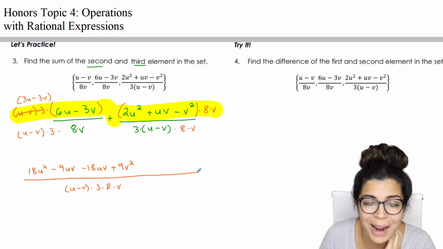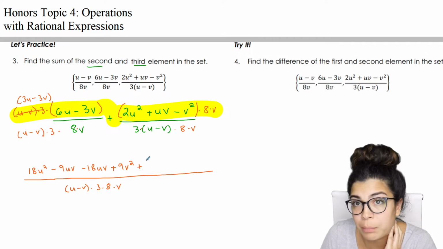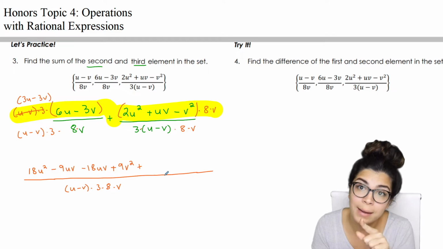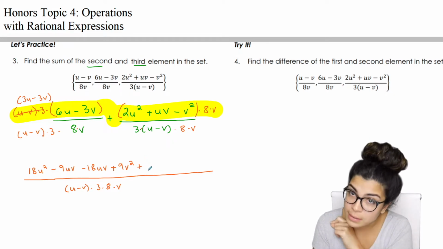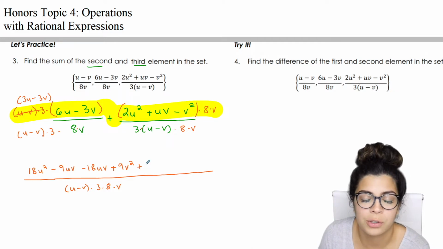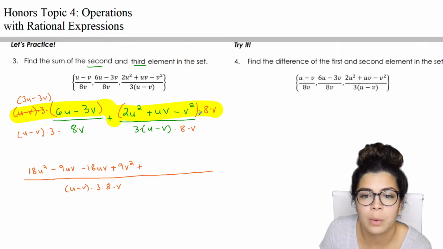Moving right along, we're adding this quantity, so we don't necessarily have to put it in parentheses because it's adding, so it won't change the sign. But if it was subtracting, then you need to put the second thing in parentheses so you could distribute the negative. But we're just adding here, so that's fine. And we're going to multiply 8v times all three of these terms.